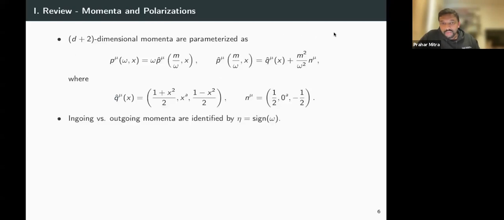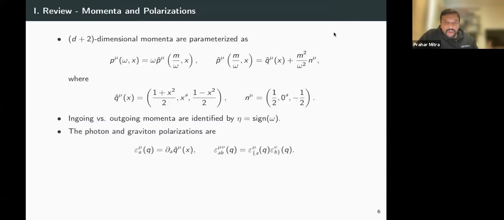We'll also need, because we want to discuss incoming and outgoing momenta, we just identify with the sign of omega. If omega is positive, it's outgoing, and if omega is negative, it's incoming. I'm not doing any analytic continuation with crossing symmetry or anything of that sort, just positive or negative, just a convention, just notation. We'll also need the polarizations for gravitons and photons.